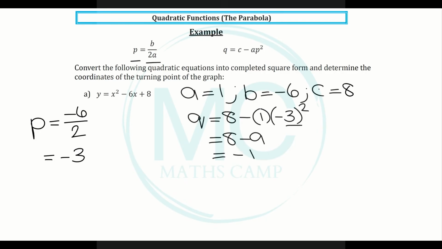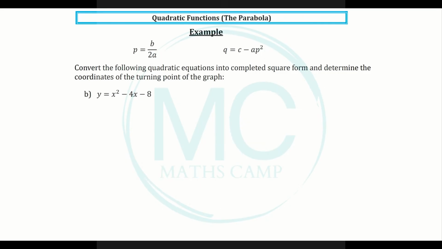So in completed square form, a is 1. You don't have to write it down. So open our bracket. We have x plus p. p is negative 3. It becomes (x minus 3) squared minus 1. For the x-coordinate of the turning point, we use negative p. p is negative 3, so the x-coordinate is positive 3. And the y-coordinate is q, negative 1. Let's do another one.